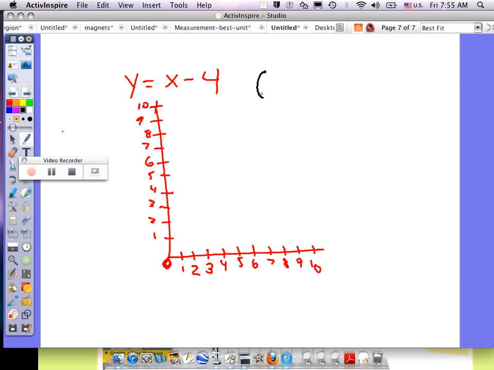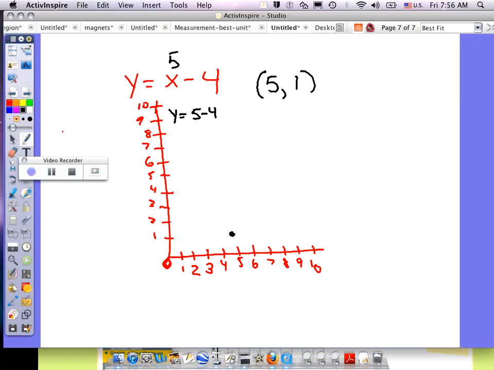Let's say, for instance, if x is 5, and I'm just going to put in a random x. You could start at 0 and say when x is 0, what is y? But in this case, y is going to be negative, so I'm going to start with 5. When x is 5, y would be 1. So that is an ordered pair right there: (5, 1).